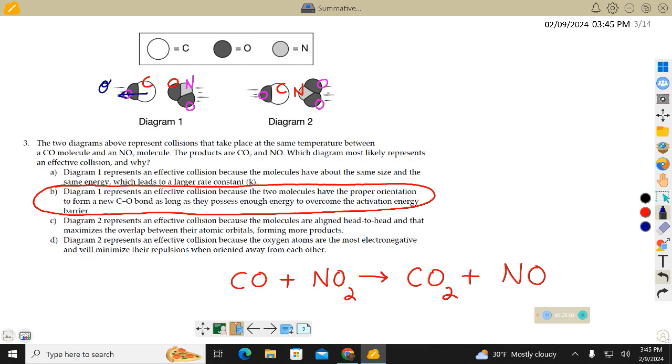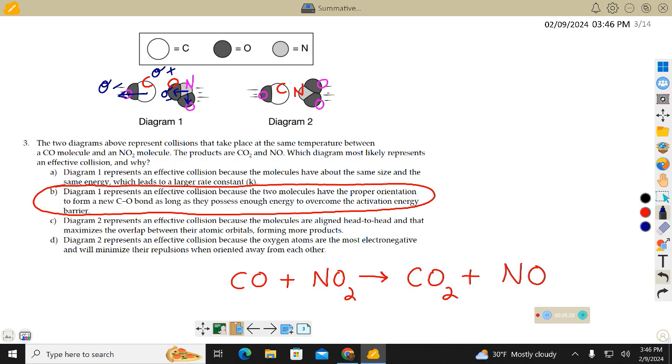Meaning the oxygen end would be a little negative and the carbon end a little positive. Well, same thing's going to happen with the NO2. Oxygen's electronegativity is a little bit higher than nitrogen, so it's going to pull on those electrons, making the oxygen a little bit negative.